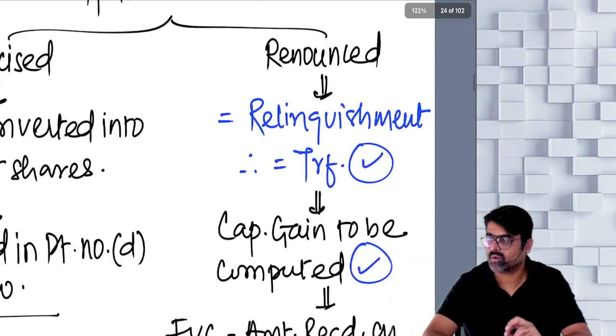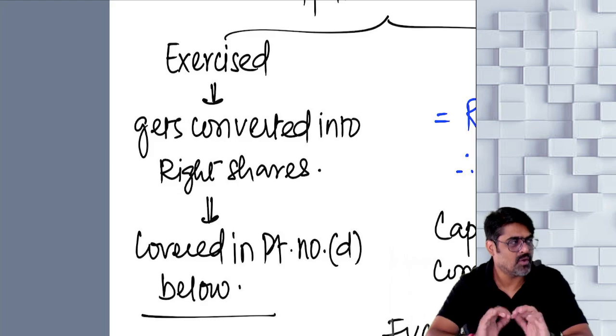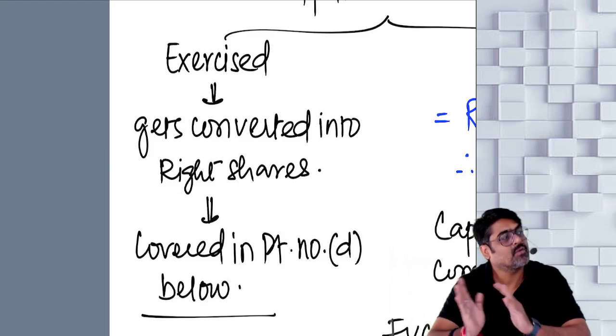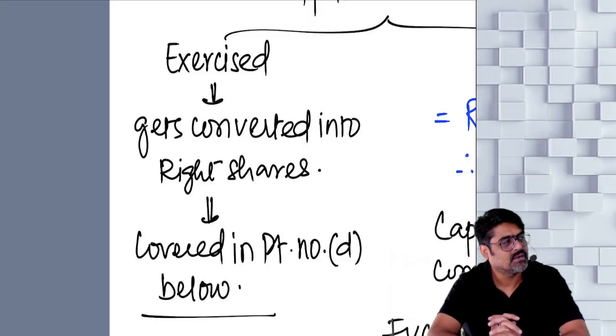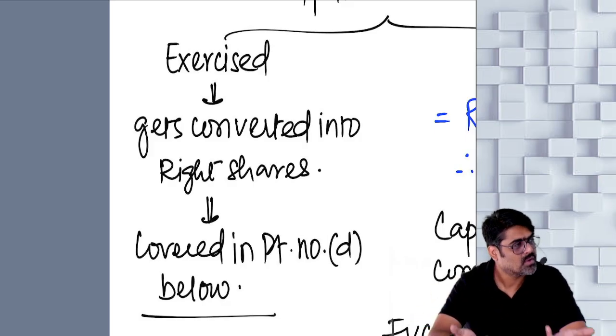Now tell me, what if you don't renounce the right? The company gave you the right. You don't renounce, you exercise that right. So now you will get the right shares. Are you a shareholder? Yes. The company offered you the right. Instead of renouncing it, you exercise it. So what will you have now? Right shares. What will be the cost of those right shares? The amount actually paid to the company will become your actual cost, which is nothing but your cost of acquisition.